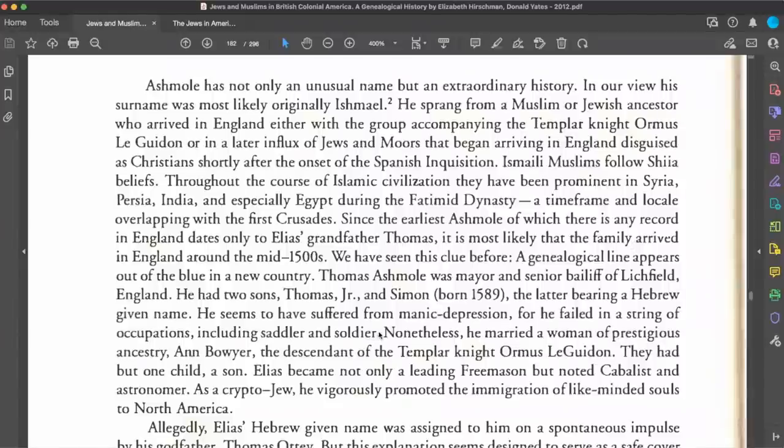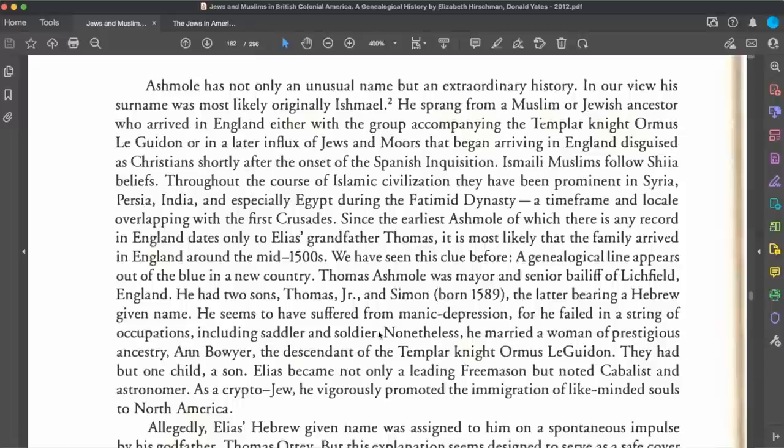Thomas Ashmole was mayor and senior bailiff of Lichfield, England. He had two sons, Thomas Jr. and Simon, born 1589, the latter bearing a Hebrew given name. All right, Simon. He seems to have suffered from manic depression, for he failed in a string of occupations, including saddler and soldier. Nonetheless, he married a woman of prestigious ancestry, Anne Boyer, the descendant of the Templar knight Ormus Le Guidon. They had but one child, a son. Elias became not only a leading Freemason, but a noted Kabbalist and astronomer.